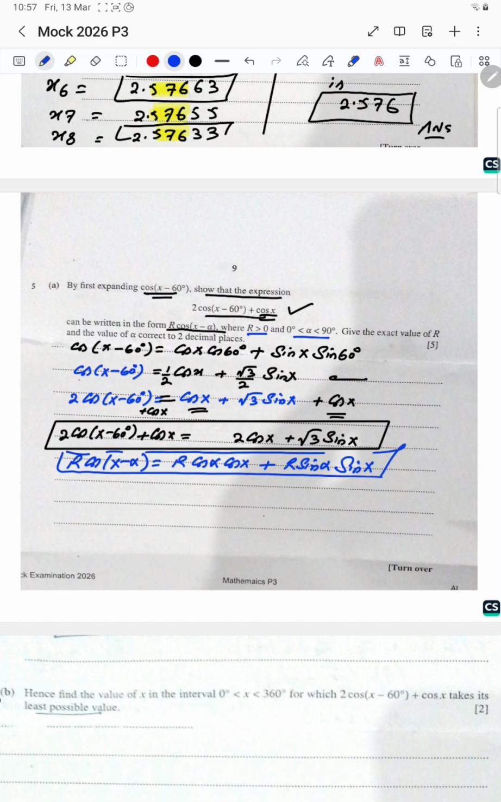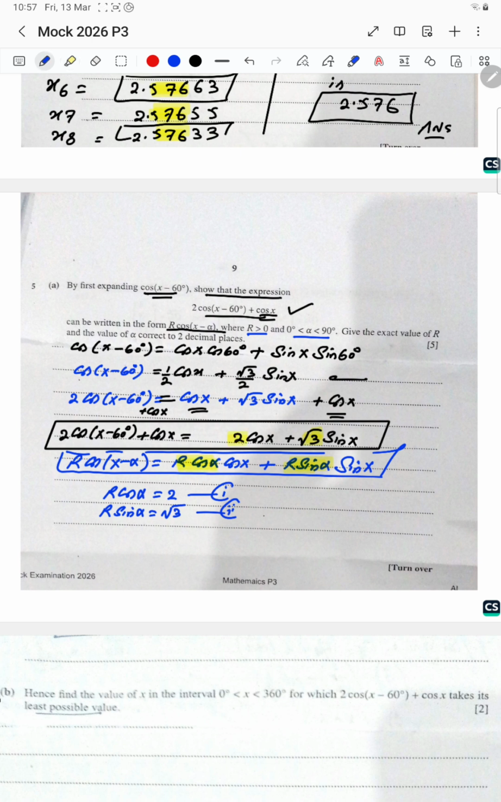Now if I compare either side, I can say r cos alpha equal to 1, by comparing. Say this is 1, and r sine alpha is equal to root 3, right? I just compare the results here. I'm going to highlight this. I took this equal to this and this equal to 2.